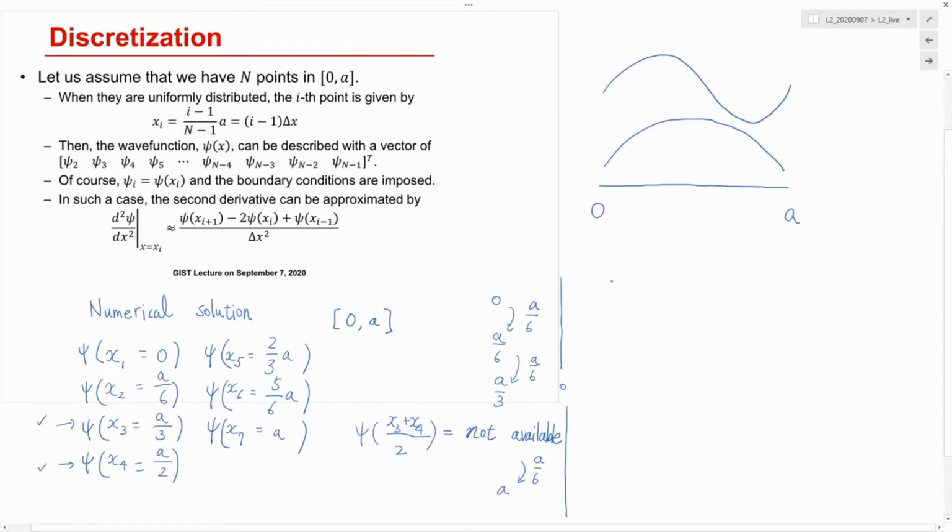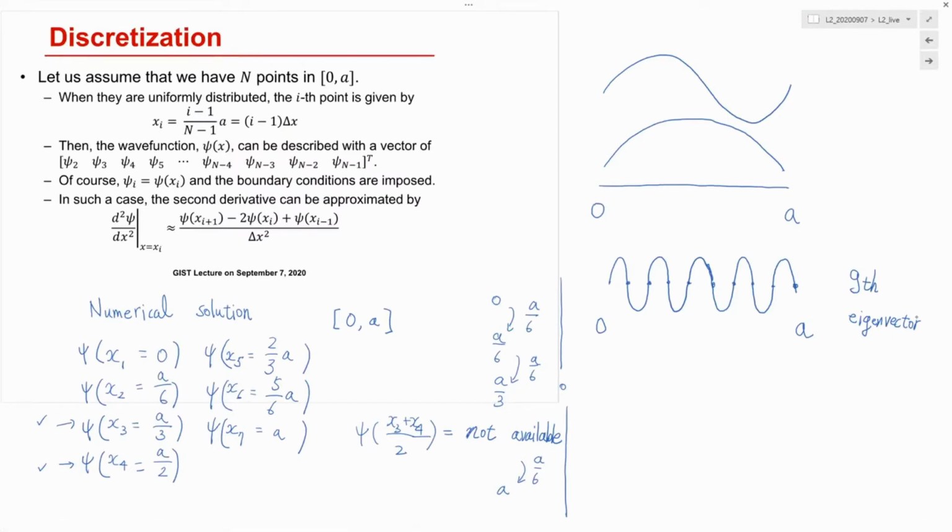And if we go further, third, fourth, then eventually we will get this kind of solution. We can find many folded wave functions from 0 to a. Let's say, what is the n number? Here we have 1, 2, 3, 4, 5, 6, 7, 8, 9. Therefore, this is just the ninth eigenvector. Okay, now we have a ninth eigenvector of our Schrödinger equation in the infinite potential well.